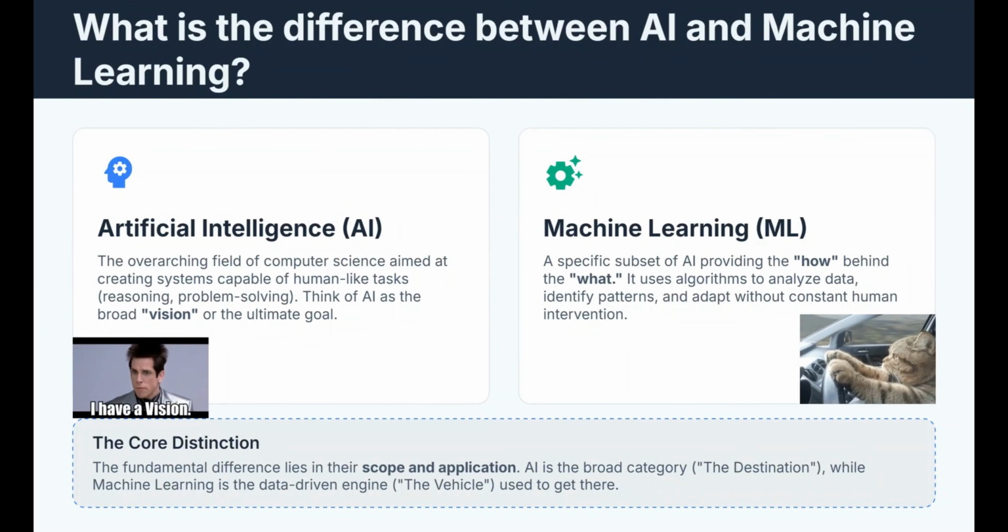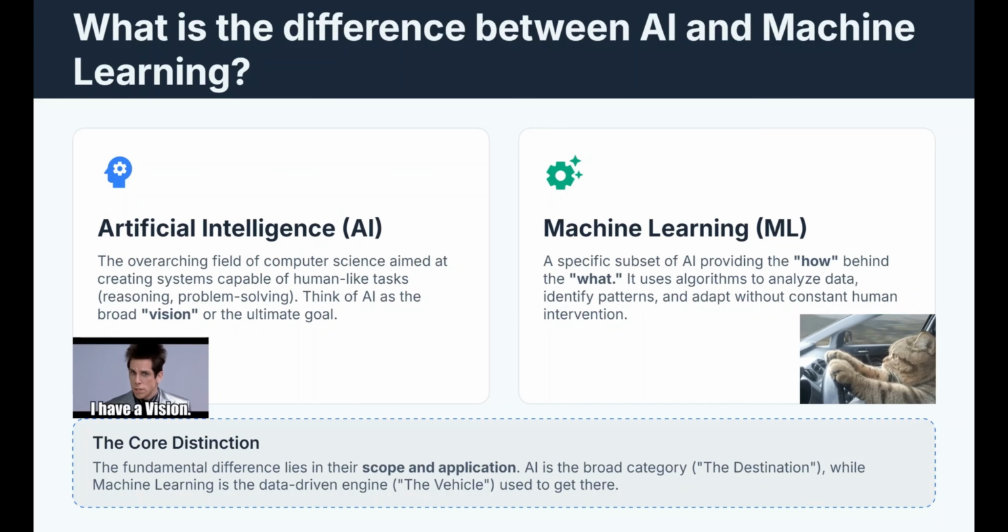Now, the difference between machine learning and AI. The difference between them is this: AI is the overarching field of computer science that's aimed at creating systems capable of performing human tasks that typically require human intelligence, such as reasoning, problem solving, and understanding language. You can think of AI as the broad vision or the ultimate goal, building machines that can mimic the cognitive functions of the human mind to act autonomously in complex environments.